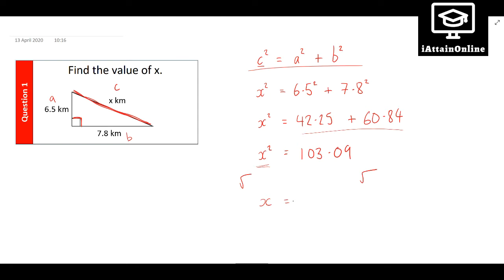And then all I'm going to do is square root that 103.09, and to one decimal place, that gives me 10.2, not 10.1. And then don't forget the units. Everything over here was in kilometers, and that was to 1 decimal place.